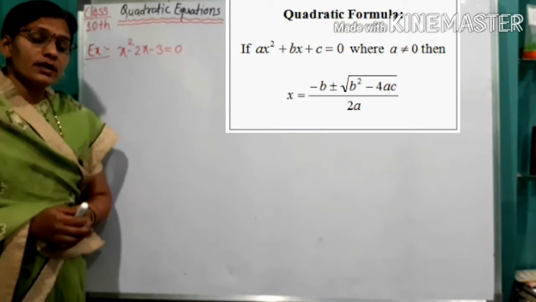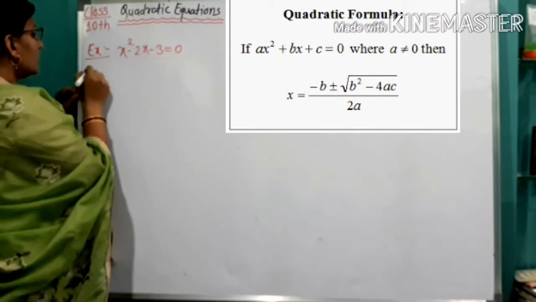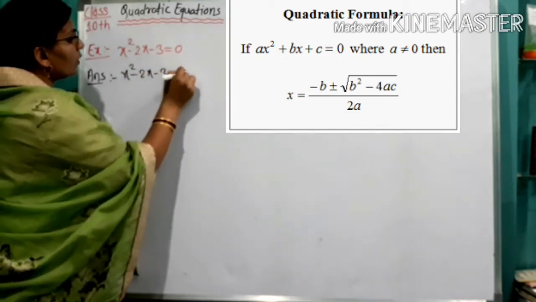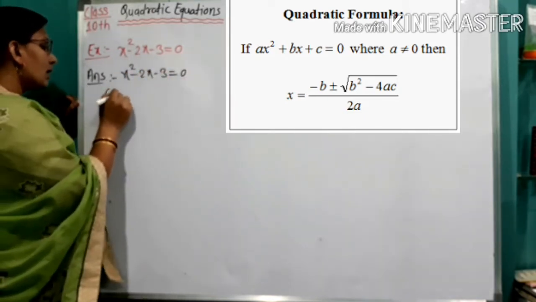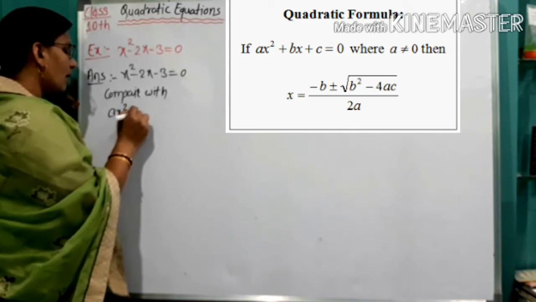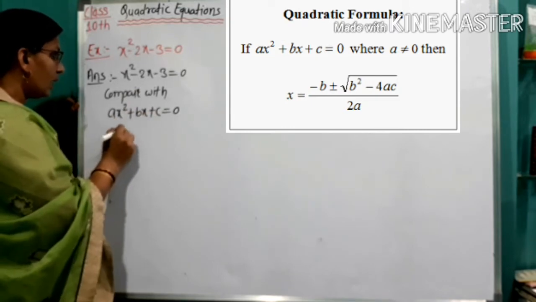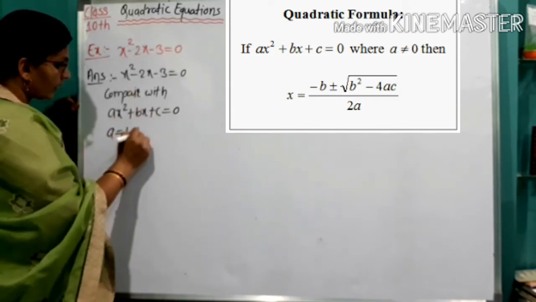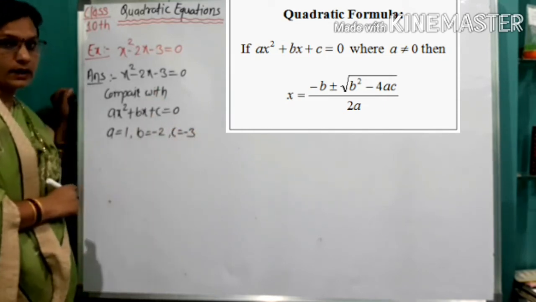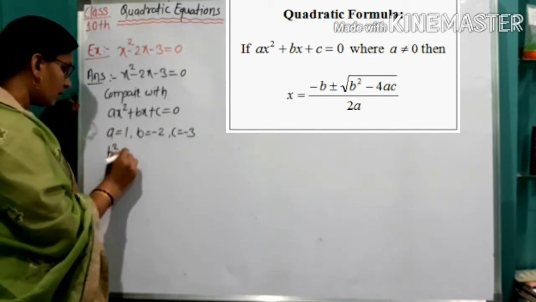Let us solve one example by the formula method. The given example is x square minus 2x minus 3 equal to 0. Compare this with ax square plus bx plus c equal to 0. Then we have the value of a equal to 1, b equal to minus 2, and c equal to minus 3. Then first we find the value of b square minus 4ac.